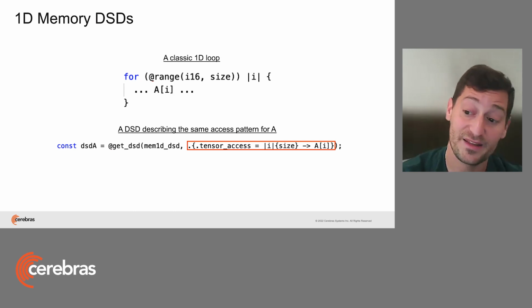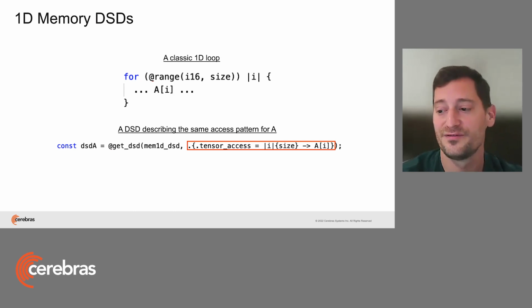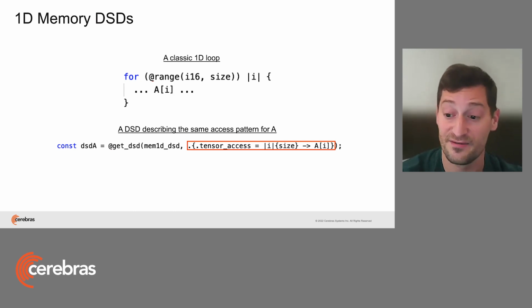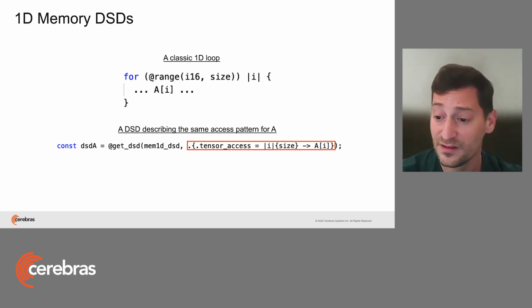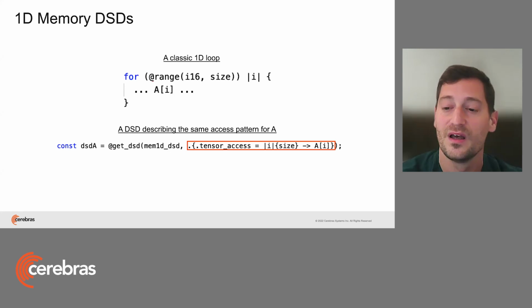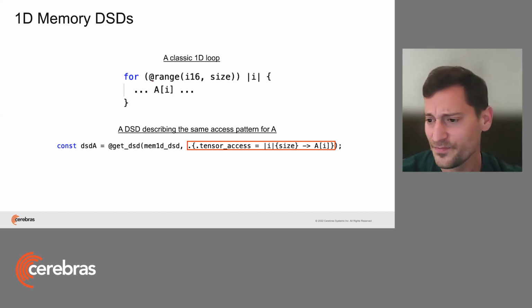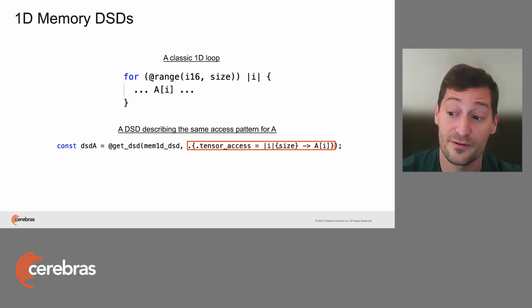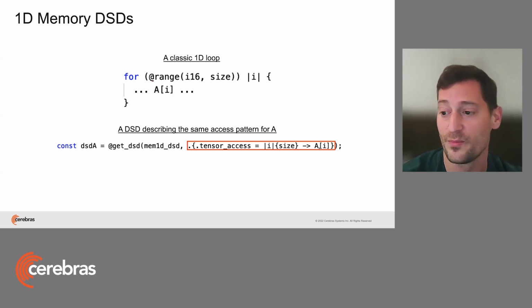But as you'll see later, we can have more properties when we create DSD values. So here we have the tensor access property that essentially describes the access of memory buffer A within that loop. You see that we specify the index of the loop, the length of the loop, and the access pattern for memory buffer A.